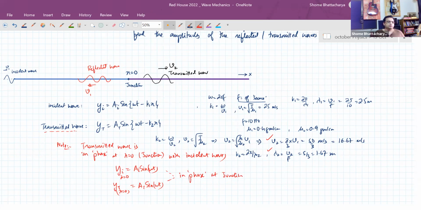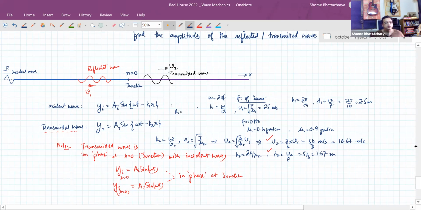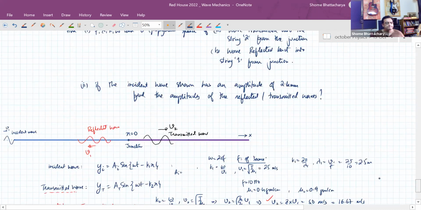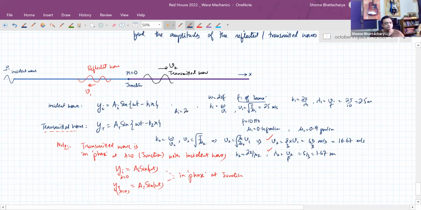Now one more thing we know is the amplitude of the incident wave. That is also given to us. It was 2.4 millimeters. So now we need to calculate the amplitude of the transmitted wave, and we also need to write the equation of the reflected wave, which we haven't done so far.